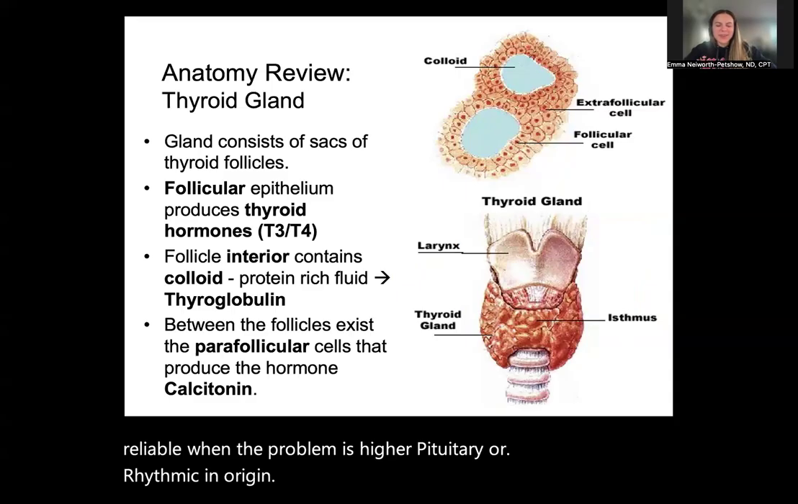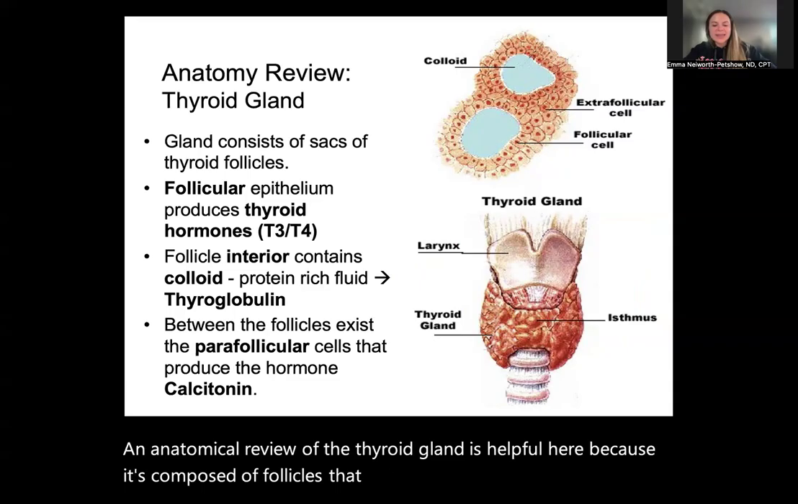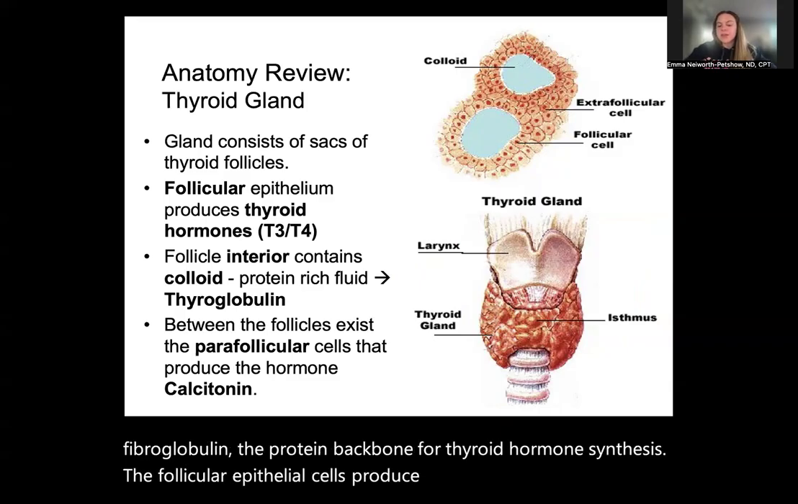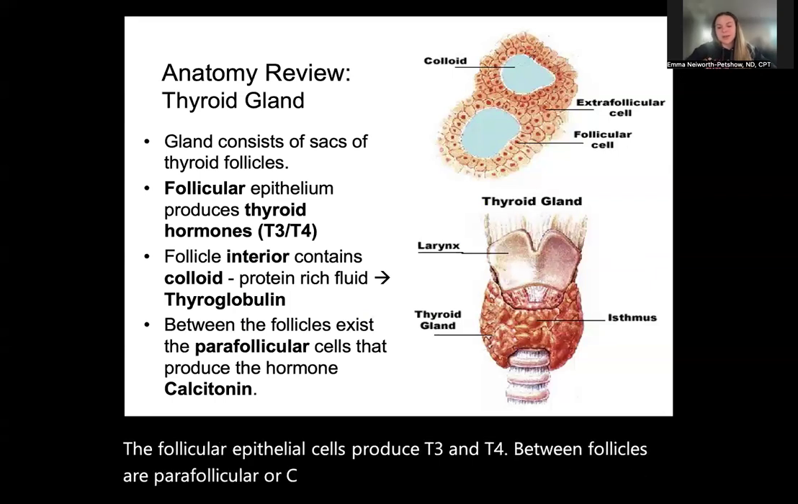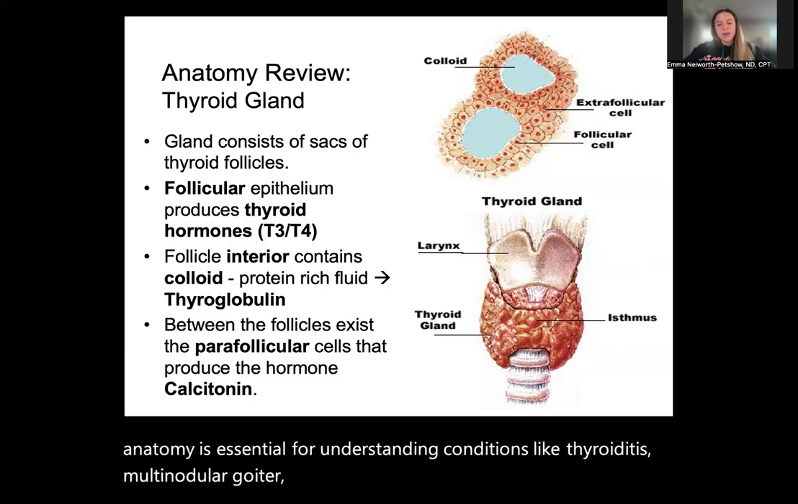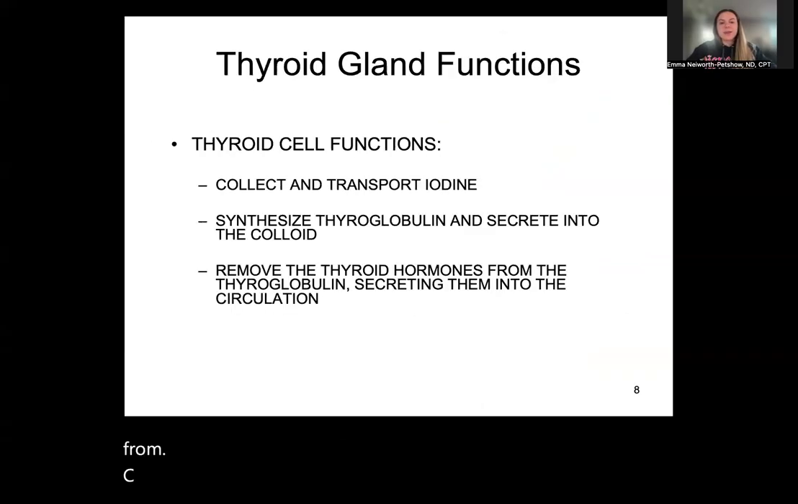An anatomical review of the thyroid gland is helpful here because it's composed of follicles that are filled with colloid. This contains thyroglobulin, the protein backbone for thyroid hormone synthesis. The follicular epithelial cells produce T3 and T4. Between follicles are parafollicular or C cells, which secrete calcitonin. This basic anatomy is essential for understanding conditions like thyroiditis, multinodular goiter, and medullary thyroid carcinoma, which arises from C cells. Thyroid follicular cells have three main jobs.